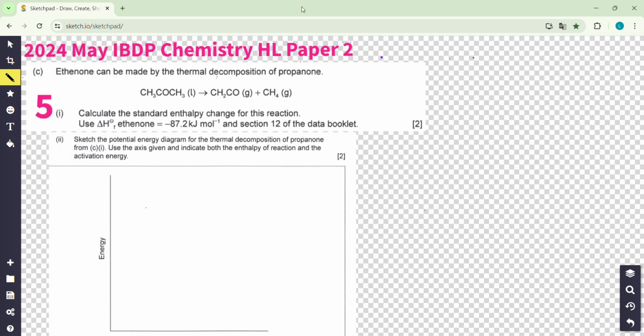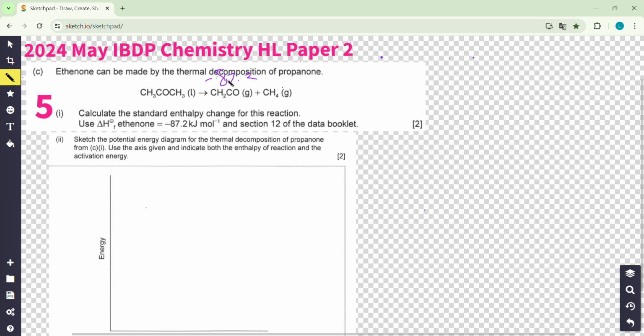Okay, question 5c is about standard enthalpy change. They give you this chemical's value as negative 87.2. So when it's forming, its energy decreases by negative 87.2. And then from the data booklet you get the other.